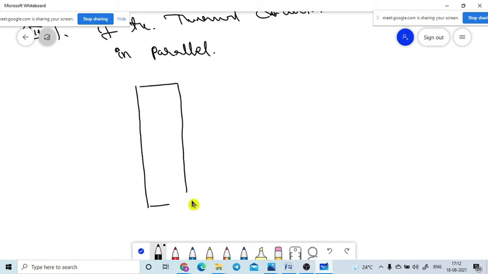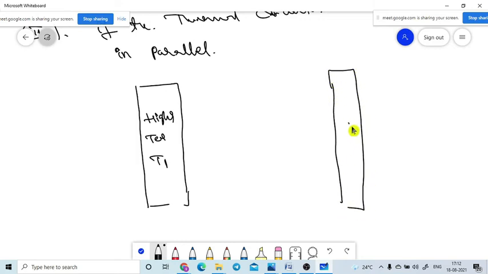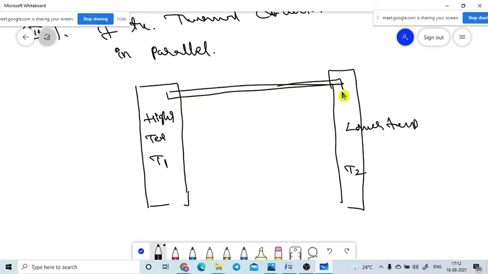To flow the heat, here there must be a higher temperature. It is the higher temperature area, so let me take T1 as the higher temperature. Here is the lower temperature area, here is T2. Now I am conducting the thermal conducting material from this side to this side.